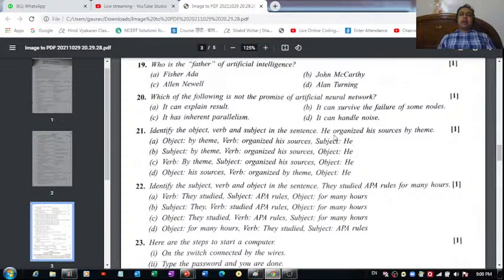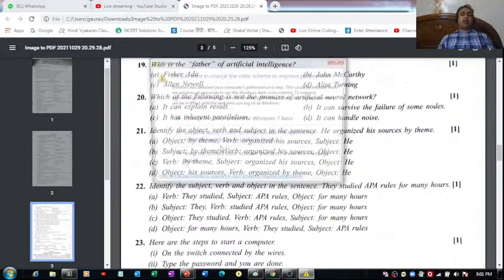Here, he is the subject, and by theme is the object. And what is he doing? He is organizing the things, so this is the verb. So as per the information I just provided, part A is the correct option.